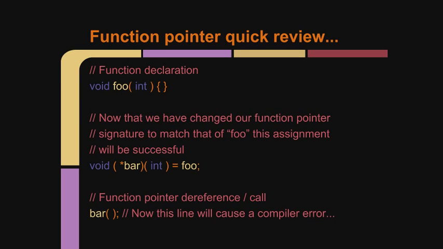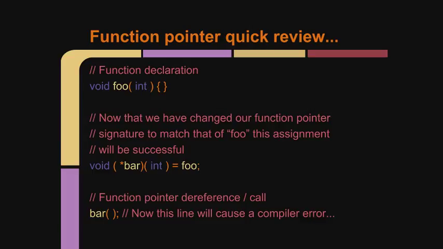On this slide, we have fixed the previous error. The foo function still takes in an integer. On the second line, where I create the bar function pointer, it also expects an integer as an argument. So this second line, where I initialize bar equal to foo, that will now compile.